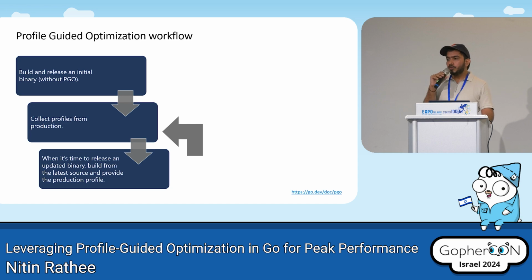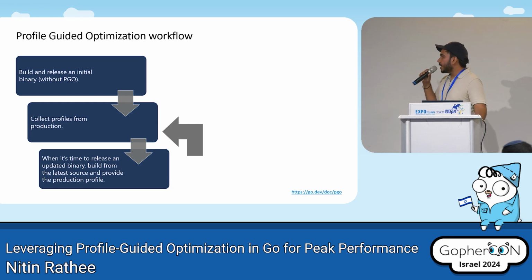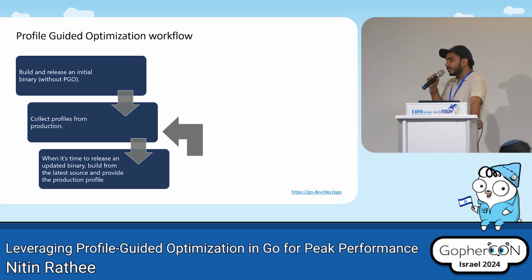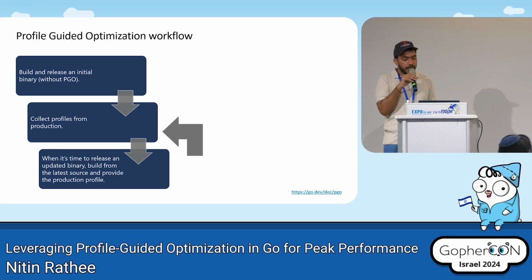Now let's say you want to make a new release of your Go application. When you're compiling and building the binary, you could be feeding this profile that you have collected to make it more performant. We'll talk about how it's more performant and what all happens behind the scenes, but this is what the entire flow looks like.